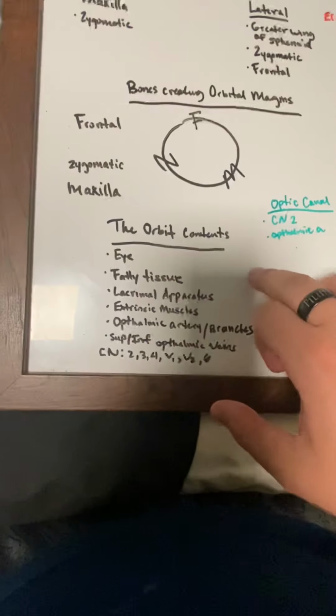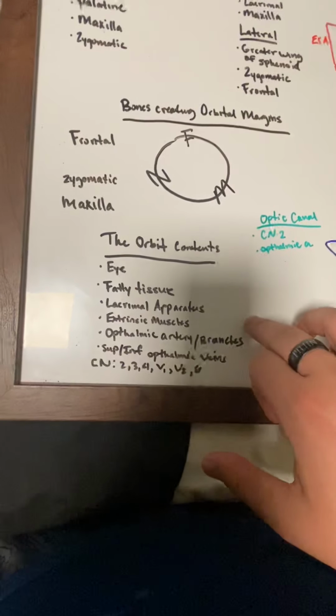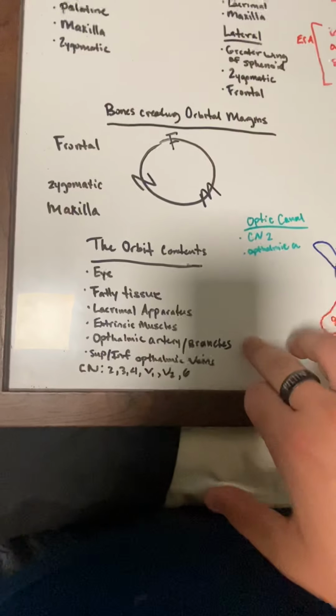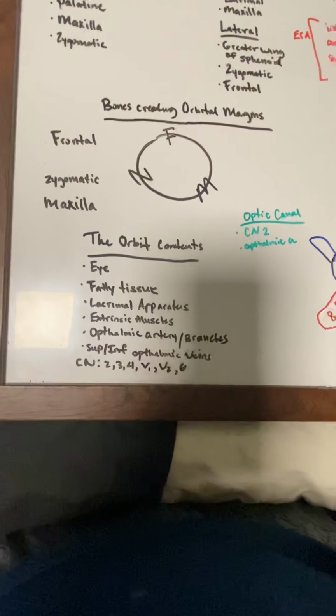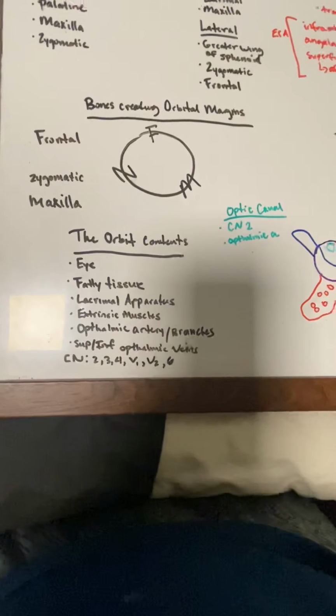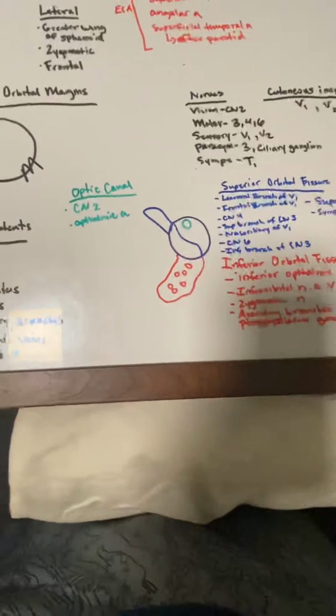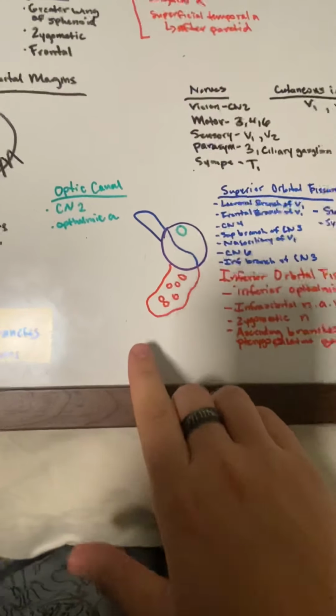What's inside of it? The eye, fatty tissue, the lacrimal apparatus, extrinsic muscles, the ophthalmic arteries and branches, and the superior and inferior ophthalmic veins, and then cranial nerves 2, 3, 4, V1, V2, and 6. So there's a lot that goes through it. We were asked to know this picture.